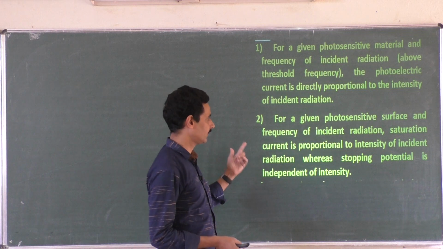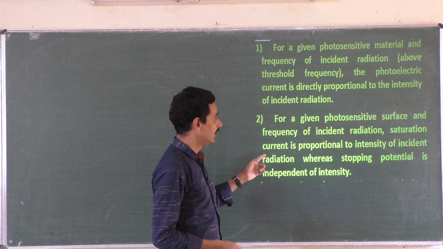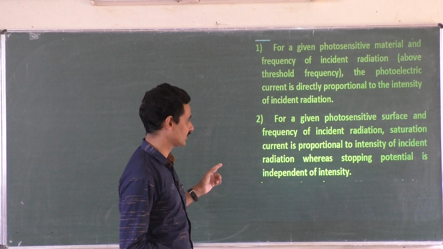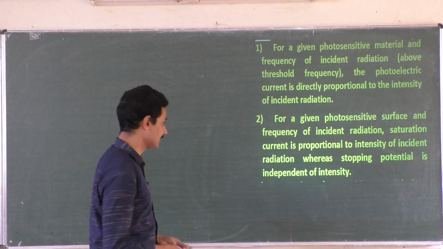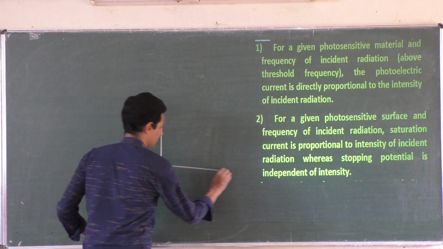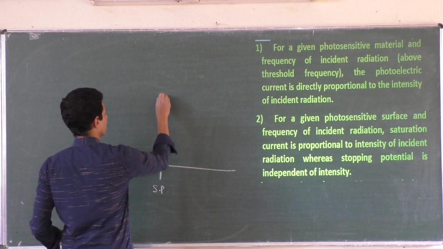One thing. Second one: for a given photosensitive surface and frequency of incident radiation, the saturation current is proportional to the intensity of incident radiation, whereas the stopping potential is independent of intensity. Saturation current depends on the intensity of incident radiation. What do you mean by that? Stopping potential versus photoelectric current.